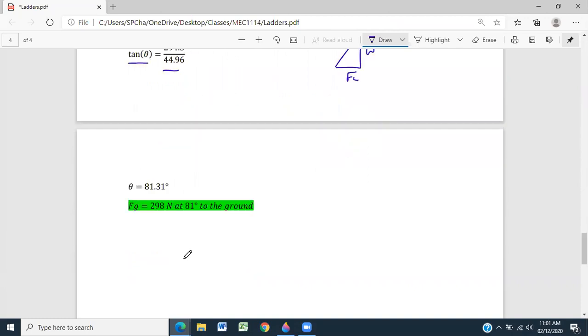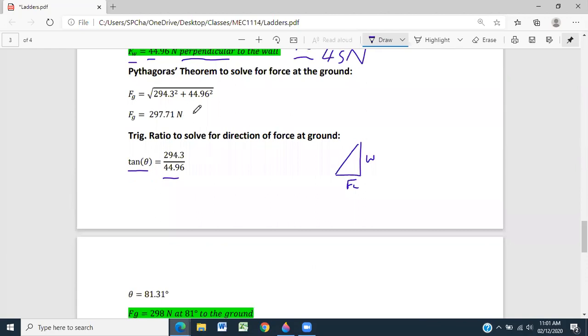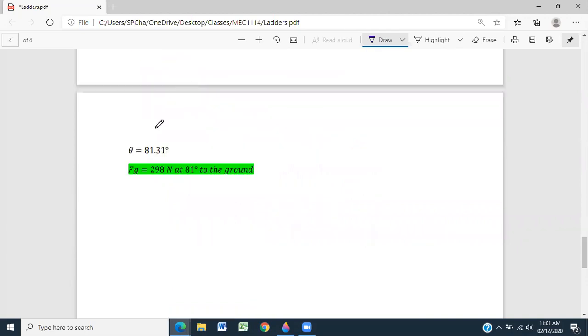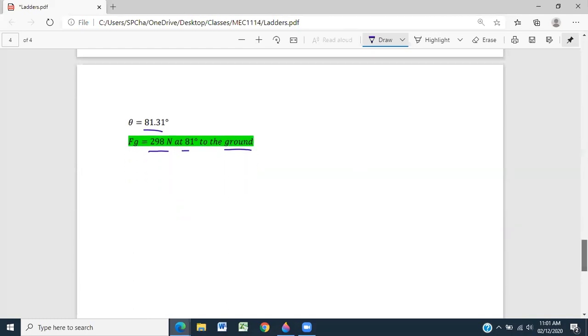And we can say, formally, this here, FG rounds to 298 newtons, which we find from using Pythagoras' theorem. We can say that FG is 298 newtons at 81 degrees to the ground. And that's it. That's how we work number 26.